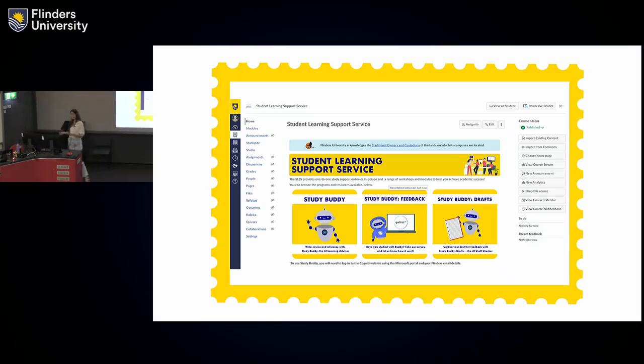So you could ask Study Buddy, for example, can you help me understand paraphrasing better? Or can you help me develop an APA 7 reference for this journal article? And again, it won't do the work for you, but it will talk you through it and give you the information you need to do it. Same with Study Buddy Drafts. If you upload your essay, for example, it will give you feedback without fixing it for you. It'll tell you the issues that you need to be looking at.